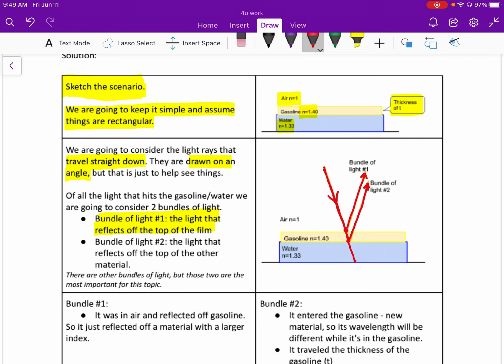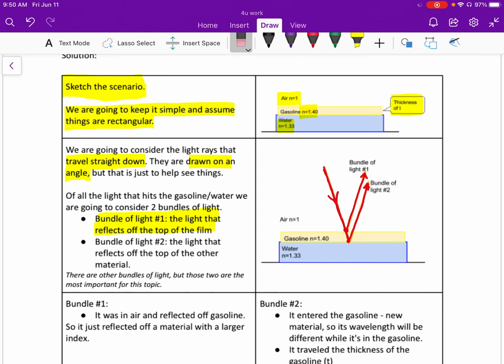Then it gets to the ground underneath, and when it gets to the ground, it bounces off the ground, shoots back up through all this stuff, and hits you in the eyeball. If we cared about that one, we could call that bundle of light number 3. That's why you can see the ground underneath the puddle, because light's bouncing off the ground and making it to your eyeball. But for our interference, thin film interference, we don't care about that bundle.